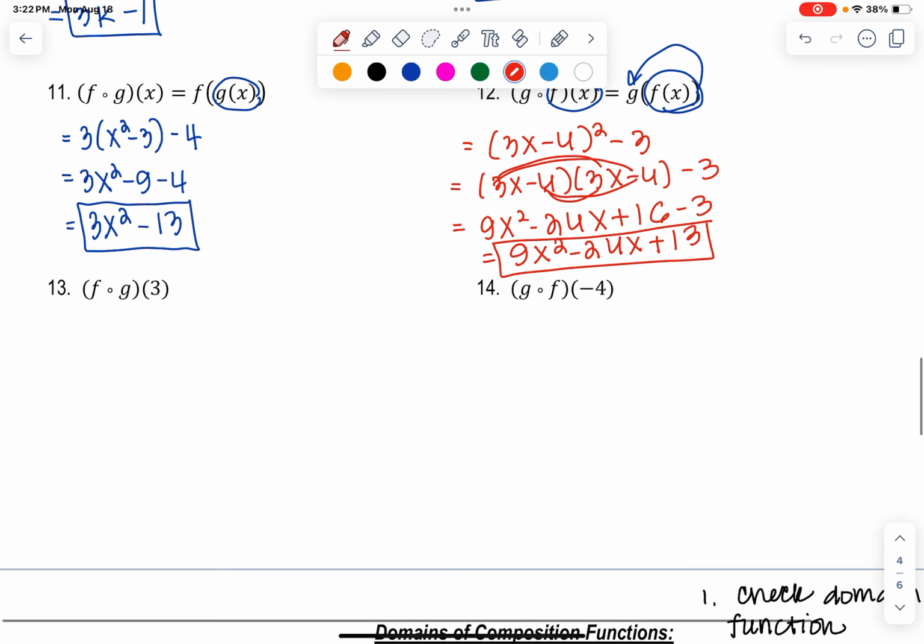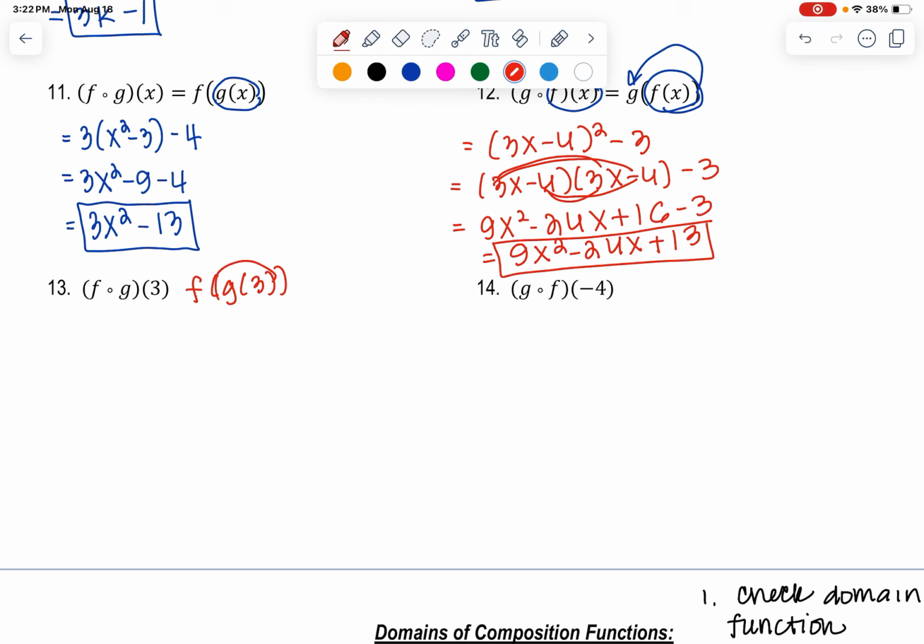All right, 13 says find f of g of 3. So once again, you can do f of g of 3. You can find g of 3, whatever that is, plug it into f, which is more work than what we're about to do because we already did f of g. It's right here. And then we're just going to plug in 3 into that. So we're going to do 3 times 3 squared minus 13. Much faster. That's 9. 9 times 3 is 27 minus 13, which is 14.